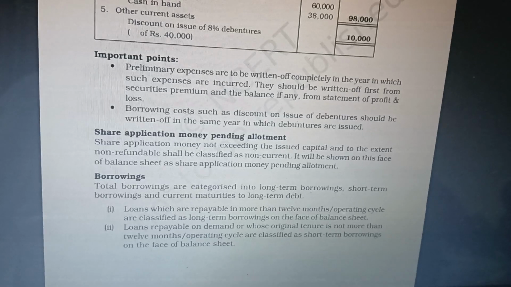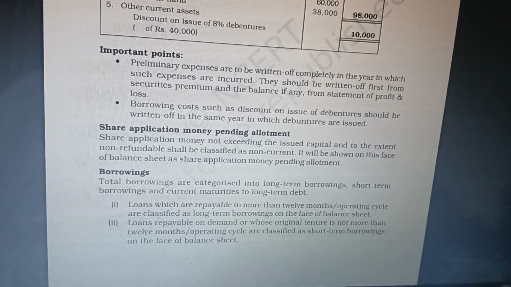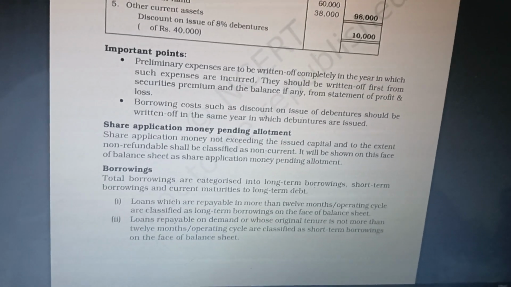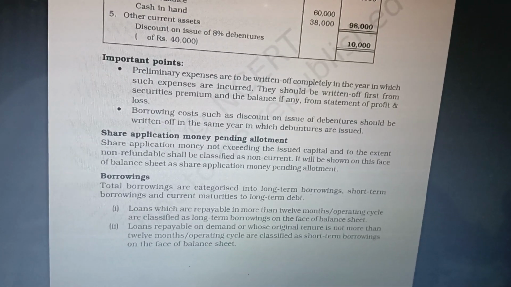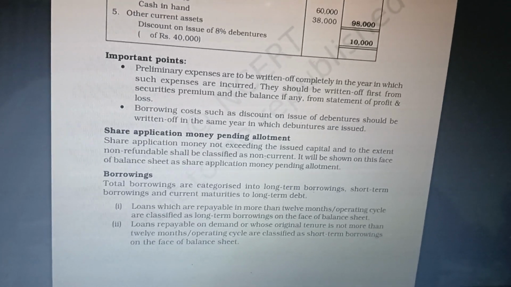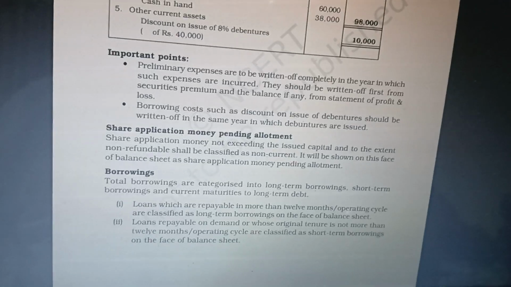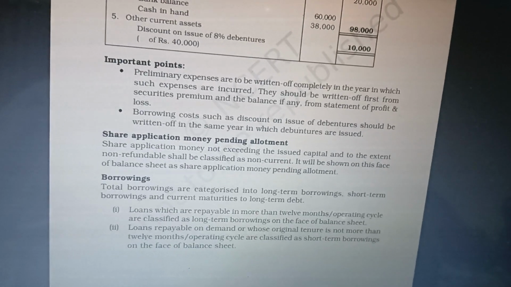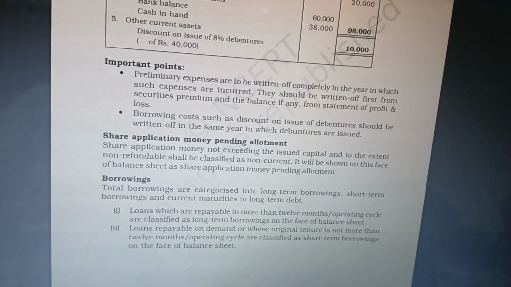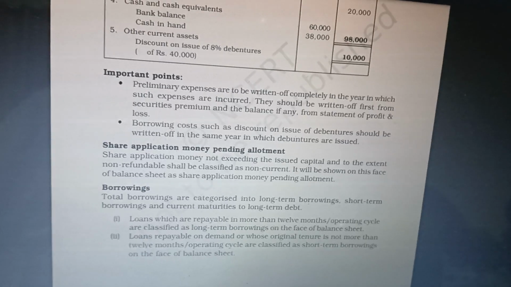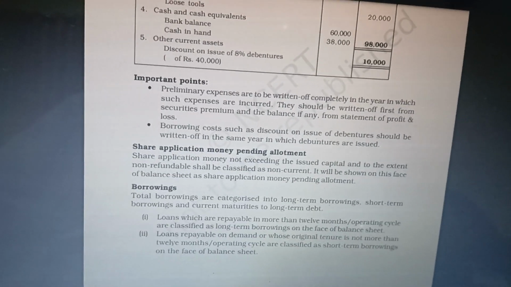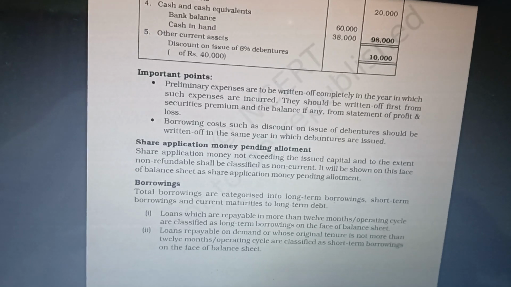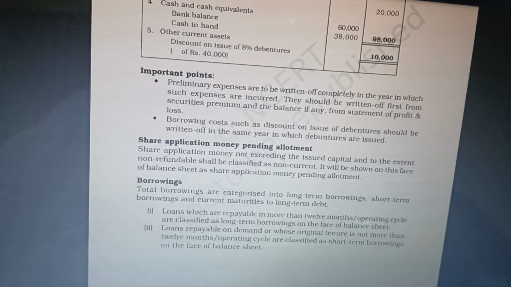Now we are moving to the details regarding these three borrowings. The first one: the loans which are repayable in more than 12 months or operating cycle. 12 months is regarded as one operating cycle of a firm. If the borrowed loan is repayable in more than 12 months, that should be classified as long-term borrowings on the face of the balance sheet.